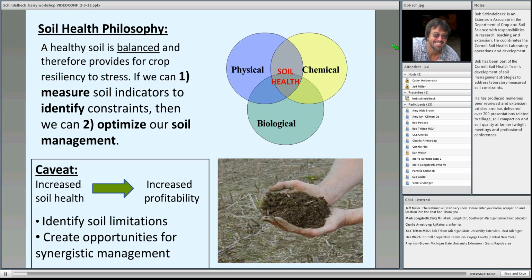Again, part one is to identify these soil limitations. When we can understand it and see just what's going on, it gives us a chance to create opportunities for what I call synergistic management. We know there's a lot of work to do out there, and we want to make sure that all our steps, all our practices, are addressing, if necessary, several issues at once.